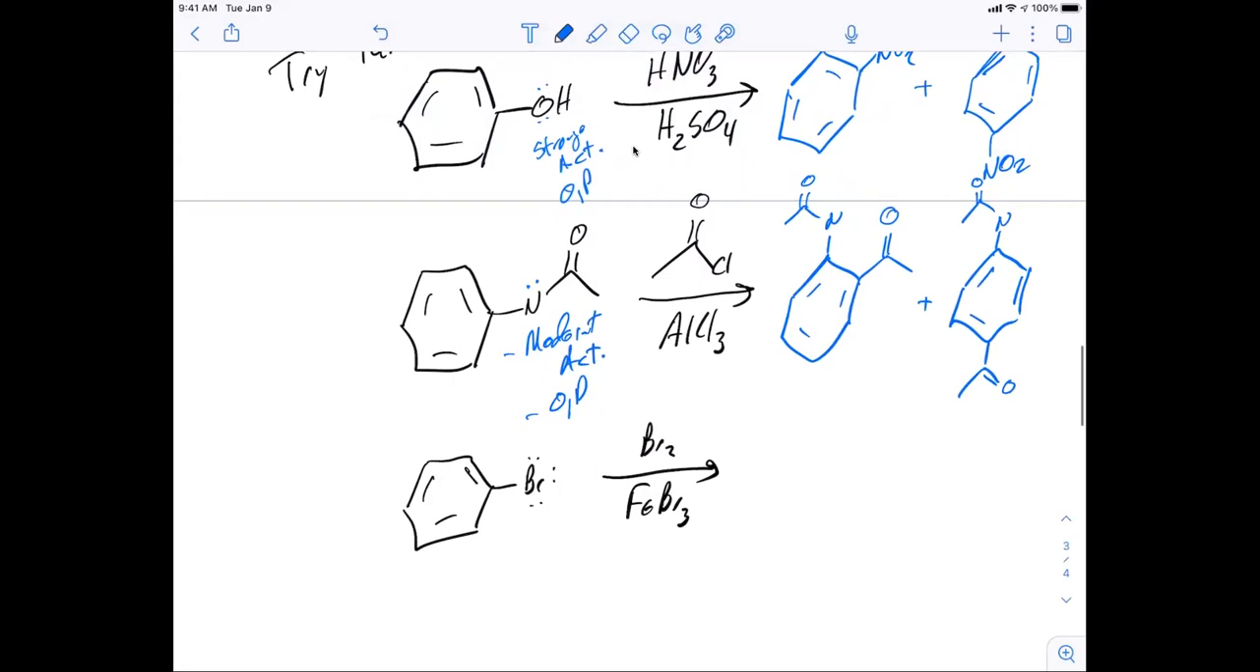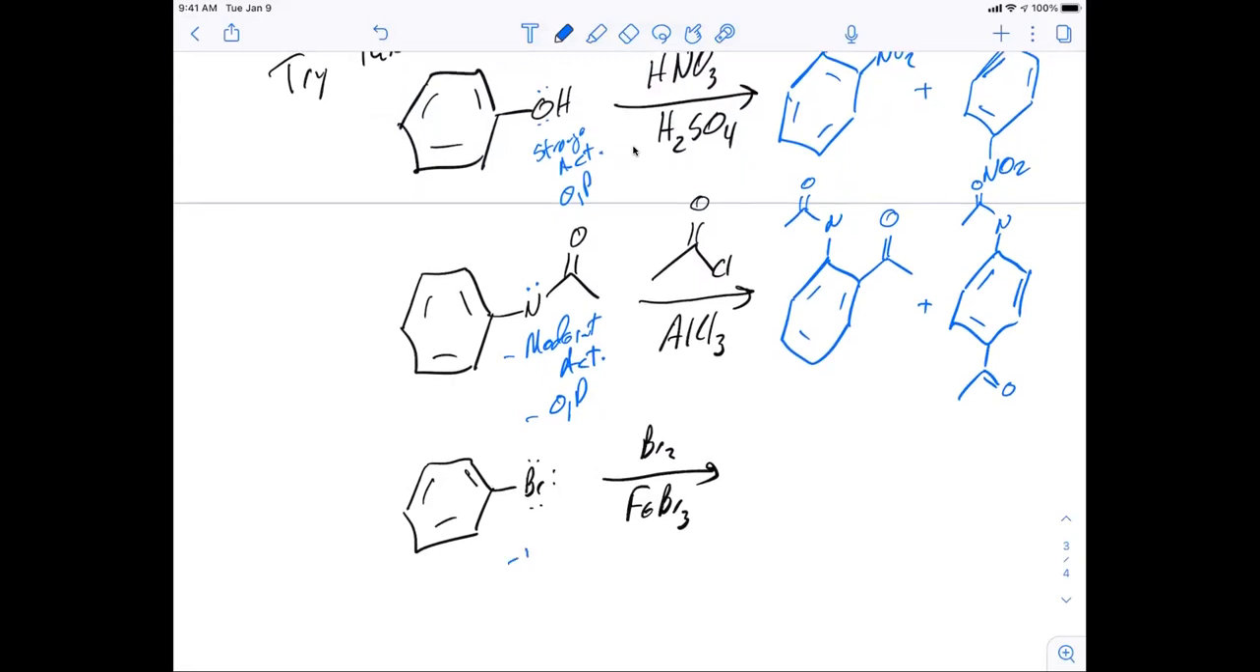The last one, now I have a weak deactivator. But what is it directing? Because of the lone pairs, just like this one and that one, this is going to be an ortho para director. So halides, remember, are deactivators, but ortho para directors. And so again, here, the products I would get would be the ortho and the para. And again, the bromine doesn't have much sterics here.